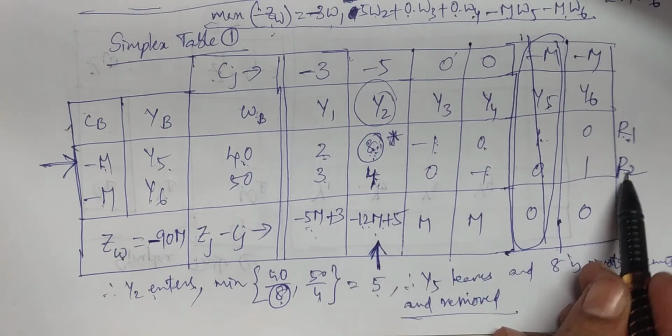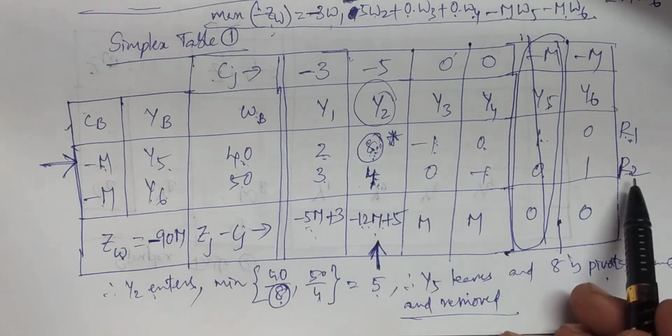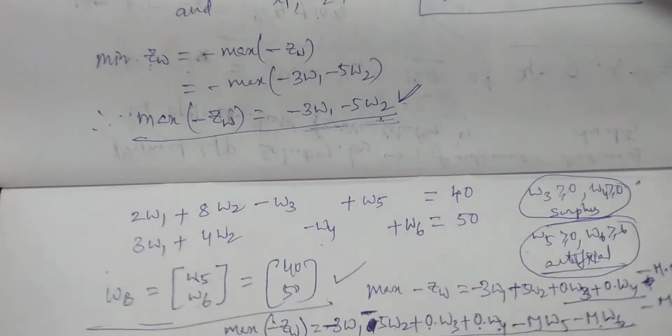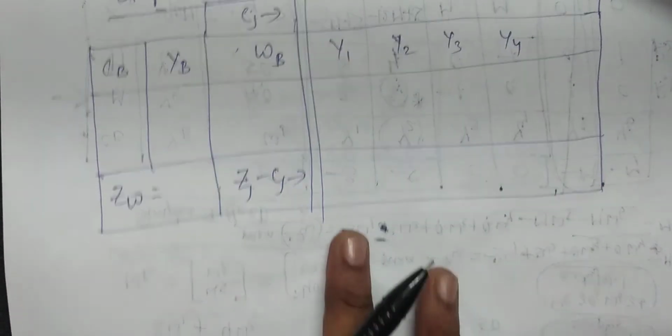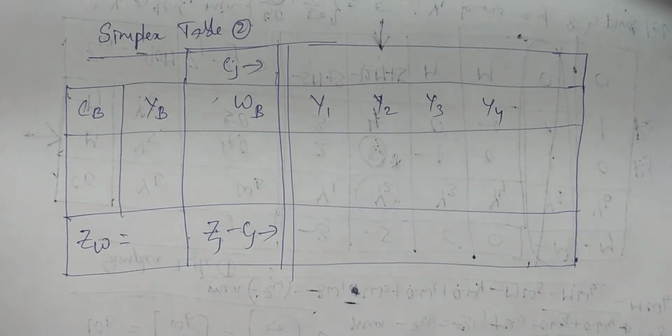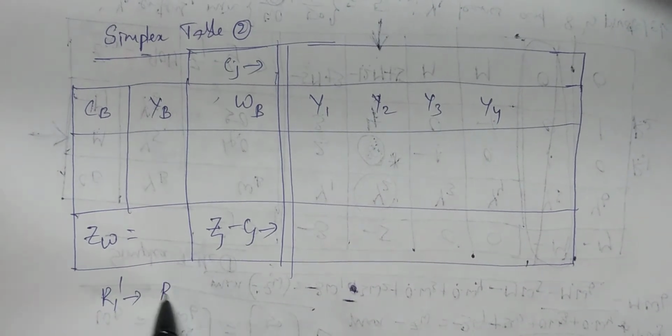The second operation, R2 dash, is R2 minus 4 into R1 dash. Those are the two row operations. I calculate row operations here in simplex table 2. In simplex table 2, first of all I write the operations. R1 dash is R1 by 8.